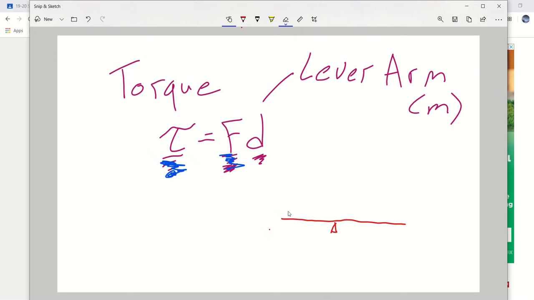Sorry, I actually hit the stop button on that last video, so I'm going to have to continue with that. But if we put this rock over here on this side instead, it's going to cause it to rotate counterclockwise.